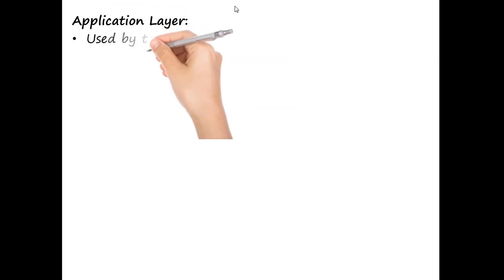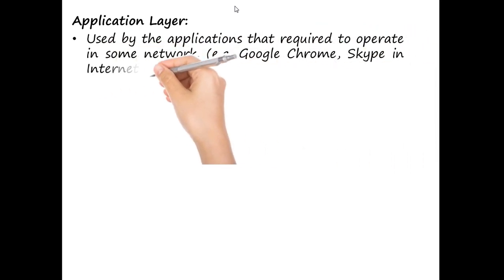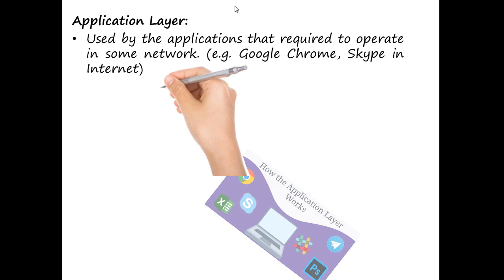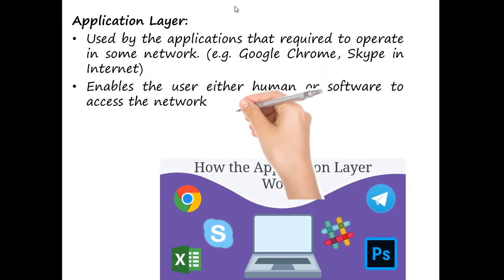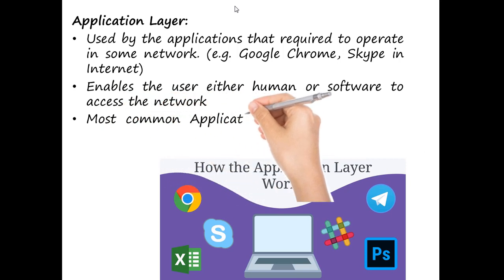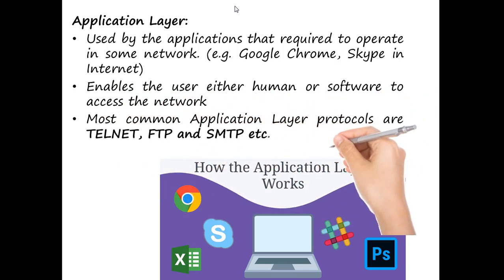Application layer, used by the applications that require to operate in some network. For example, Google Chrome, Skype and Internet. Enables the user, either human or software, to access the network. Most common application layer protocols are Telnet, FTP and SMTP, etc.